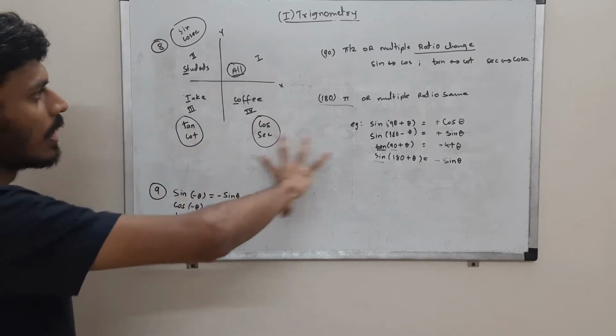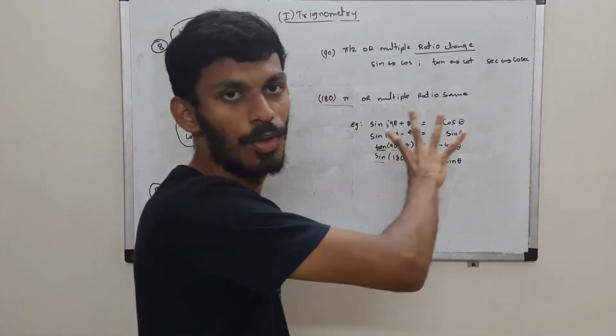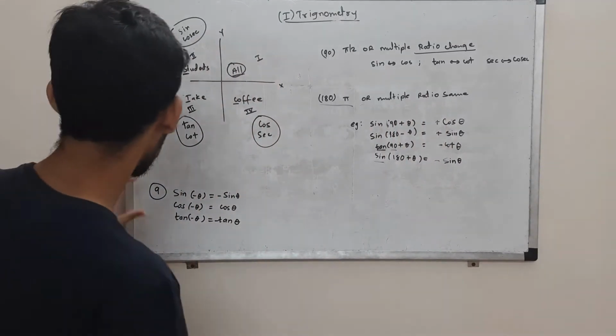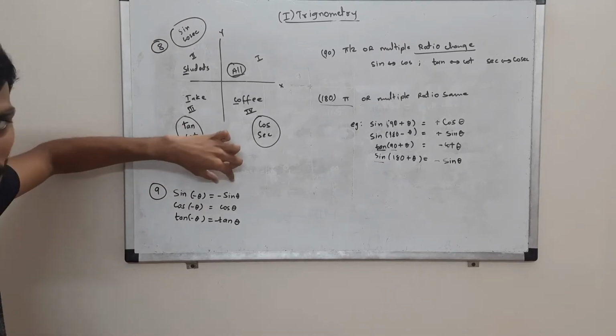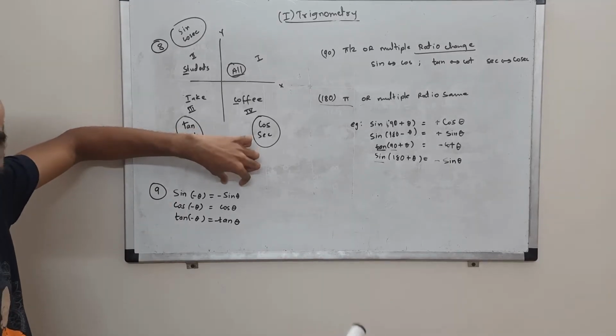Finally, let's bring our attention to this ninth result. I hope this was clear. This is something that we'll use often. You can rewind the video and watch this again if this was not clear. Let's come to the final point over here. Sine of minus theta is minus sine theta. So sine of minus 30, you can say it is minus sine 30.